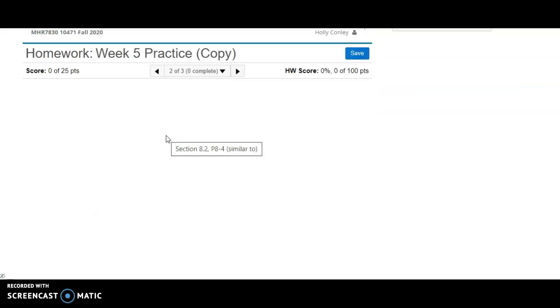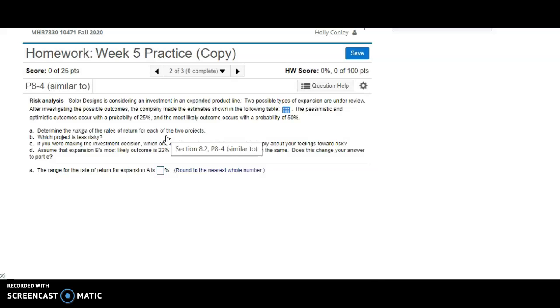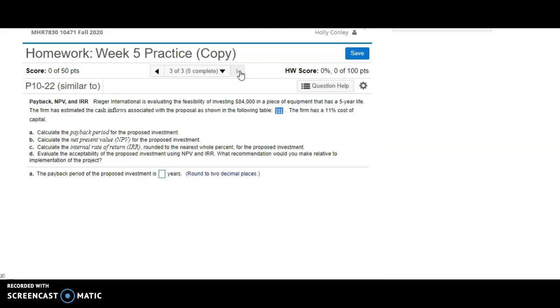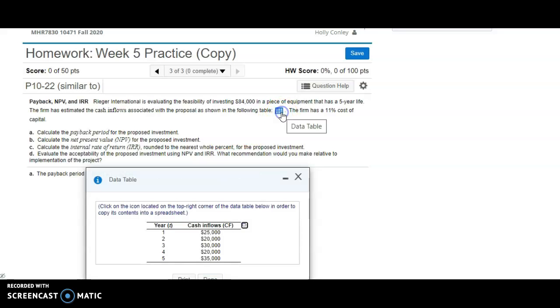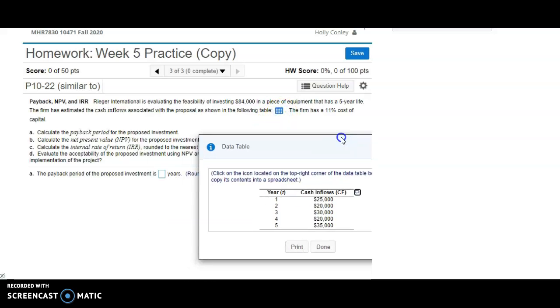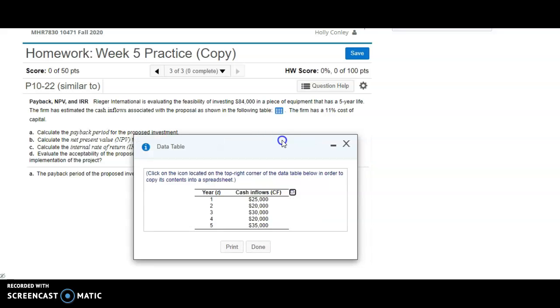The second question is going to be looking again at Chapter 8, it's risk analysis. You're going to be looking at the range and evaluating what the range tells you as far as risk related to a project. And the last one is looking at Chapter 10, where you're applying the payback period, net present value, and internal rate of return. Again, you're going to be using your calculator, and the information is provided here in the data table to help you to see the cash flows and information for those kind of things.